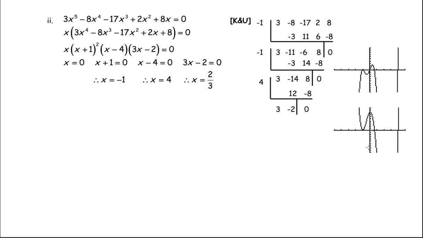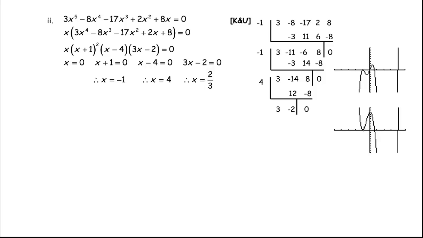So otherwise the roots are the same. See, a root of negative 1, a root of negative 1. A root between 0 and 1, same here. And then a root of 4, same there. So this one has the additional root because it has the additional factor in it. So let's do the synthetic division. 3, negative 8, negative 17, 2, 8. So that's what goes across the top.